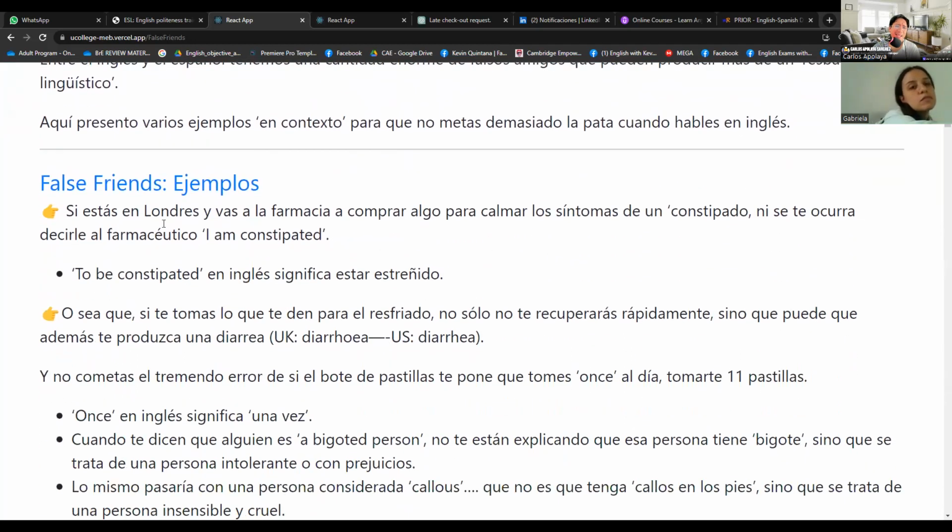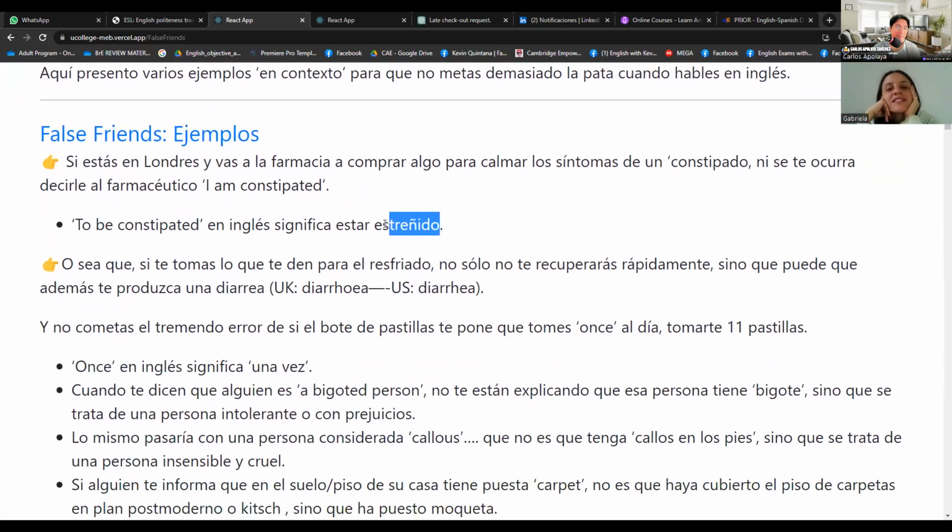Dice, imagínate que estás en Londres y vas a la farmacia a comprar algo para calmar los síntomas de un constipado. Para nosotros, constipado es que tenemos la nariz tapada y hablamos de esta manera. Pero en inglés, constipated significa estreñido. ¿Ya sabías ese? Yes. No. Entonces, cuando tú digas, I am constipated, estás estreñido, no puedes ir al baño. No quiere decir que estás, you have a cold. Cuando hablas así, you have a cold. You are not constipated. You see?